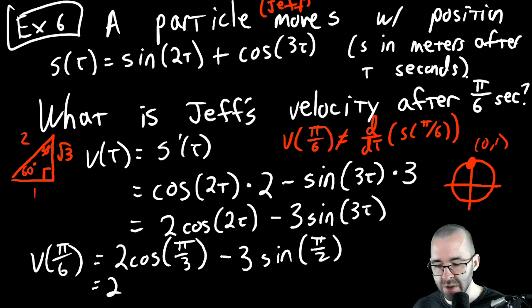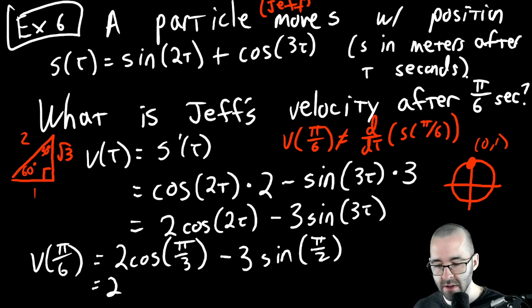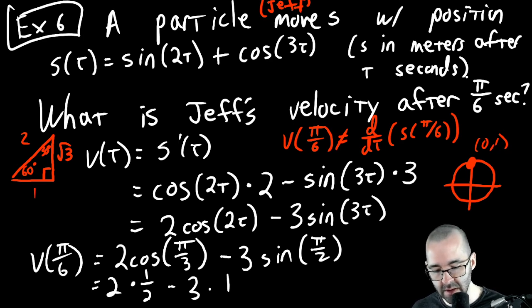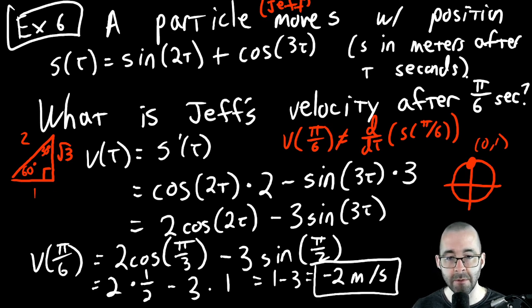Becomes 2 times the cosine of pi over 3. Pi over 3 is 60 degrees. Cosine is adjacent over hypotenuse. Cosine of pi over 3 is 1/2. Minus 3 times the sine. Sine is the y-coordinate, which is 1. That's going to be 1 minus 3, or negative 2. Negative 2 meters per second is our velocity.